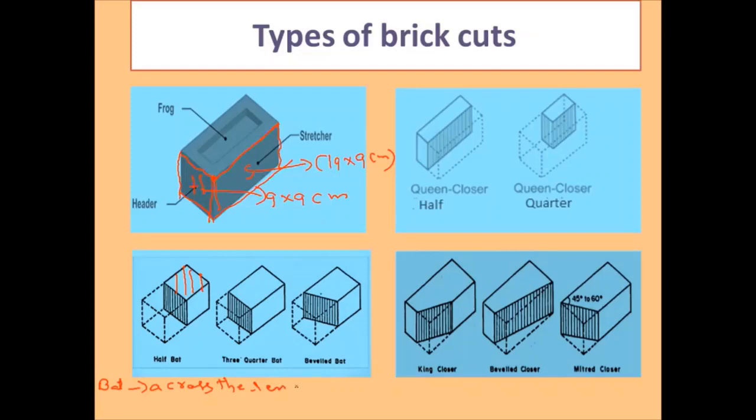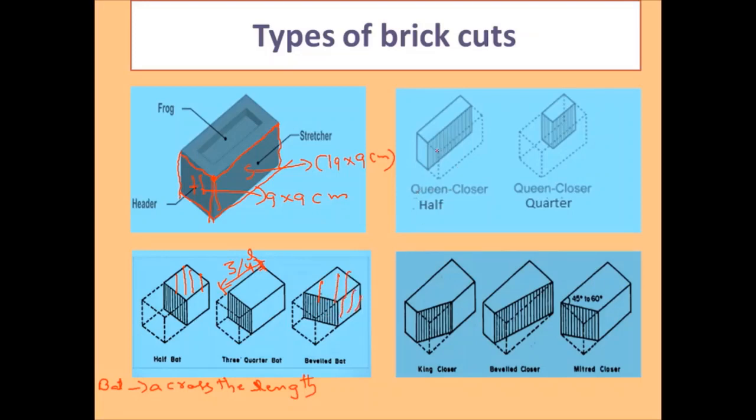Now if you cut exactly at the center like this, then the portion of the brick is called a half bat. And if you cut it at 3/4 of the length like this, then it is called a 3/4 bat. That means this remaining length should be 3/4 of the total length. Then at one face if you cut at the center, and at another face if you cut at 3/4 of the length, then the portion of the brick is called a beveled bat. Whatever this remaining portion is, that is called a beveled bat.